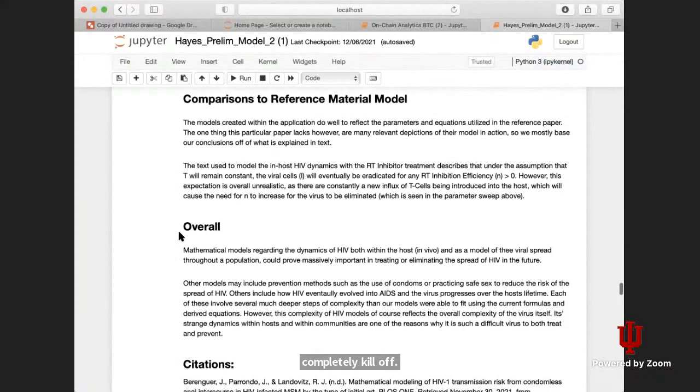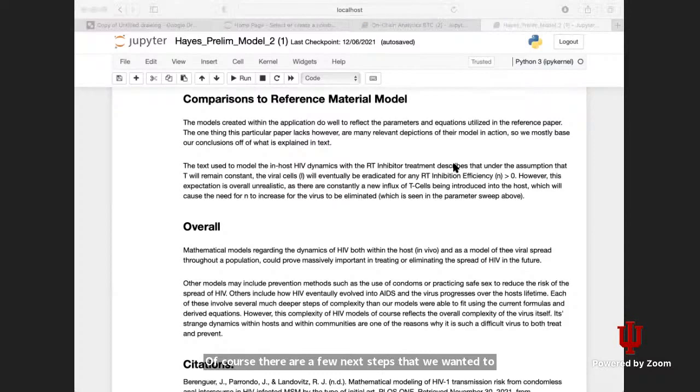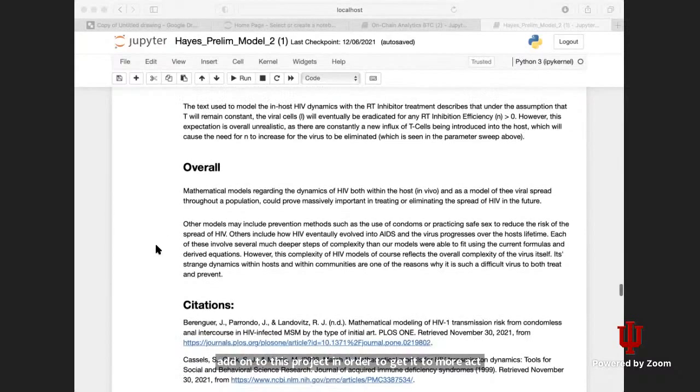So even though these mathematical models regarding the dynamics of HIV, both in vivo and as a model of the viral spread throughout a population, are really hugely important in treating and eliminating the spread of HIV in the future, of course, there are a few next steps that we wanted to add on to this project in order to get it to more accurately reflect a real world HIV model.